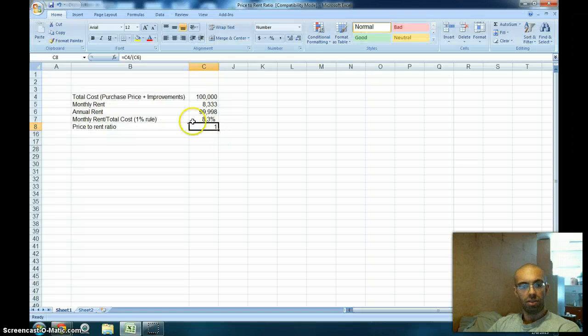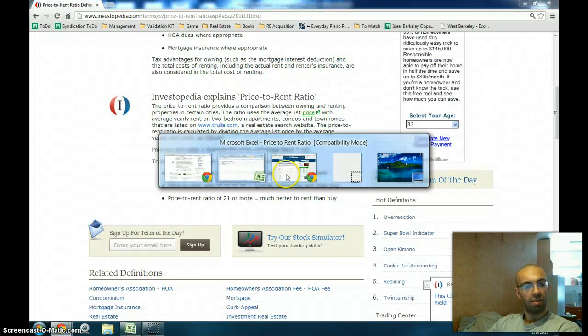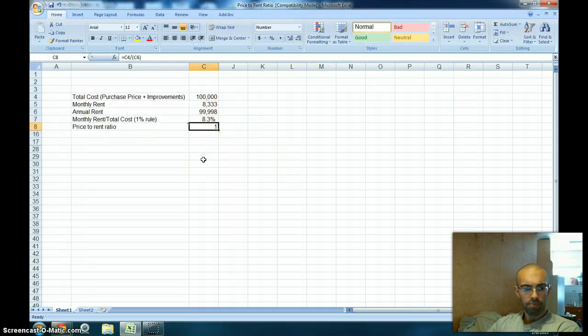Okay, so this 1, what does that mean? Should we rent or should we buy? Well, according to Investopedia, it's much better to buy. And why is that? Well, with a monthly rent of $8,333, if I am renting in this market and we're following the 1% rule, that 8.3% is higher than the 1%. So it just makes sense to buy here because if I bought, I could rent this out and make a lot more money.